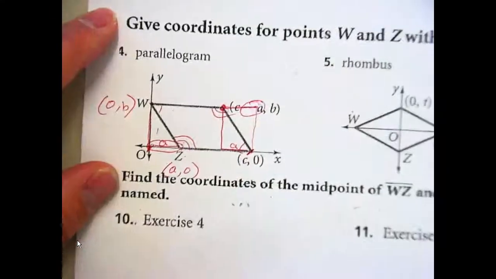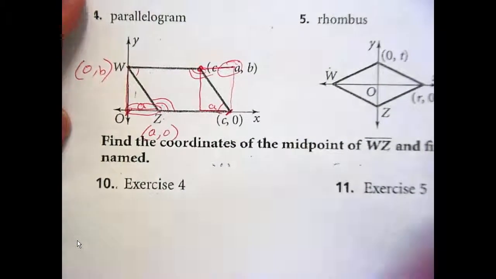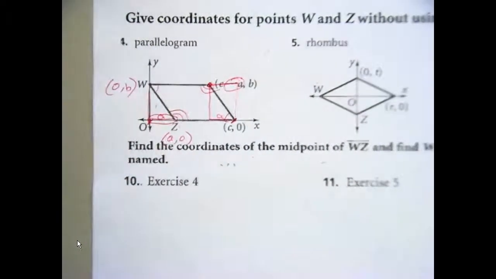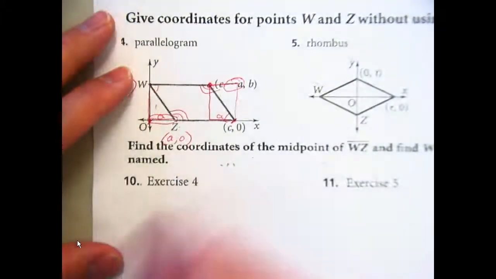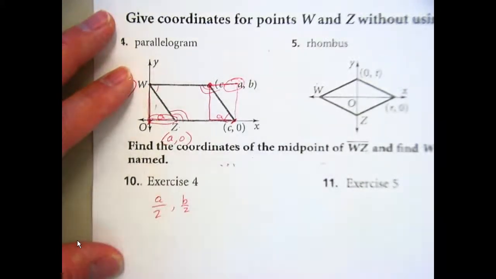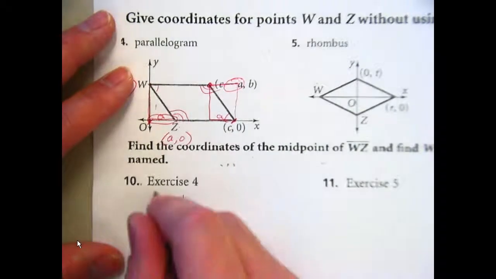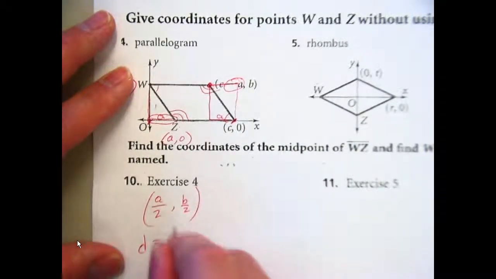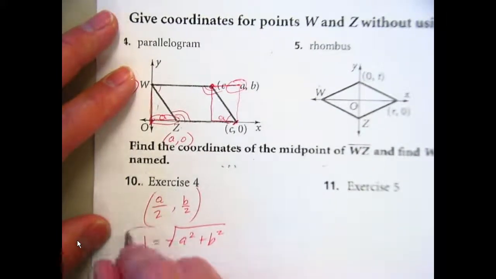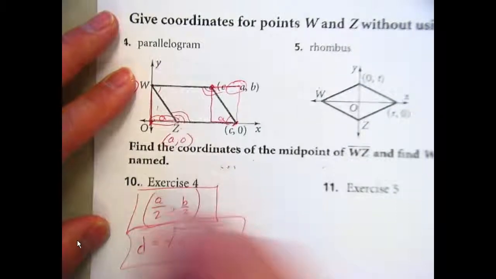All right. Hey, find the coordinates of the midpoint and the distance there. WZ. I'm not going to go through that. I think you guys have it, at least in terms of calculating distance and midpoint. But if you want those, that would be A over 2, comma B over 2, and your distance would be the square root of A squared plus B squared. Okay, so if you calculated those, there they are.